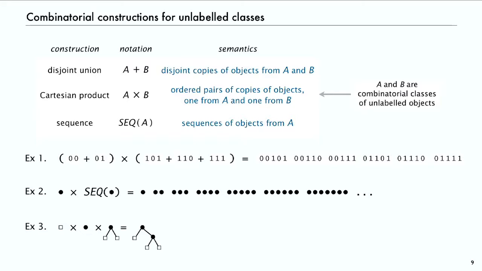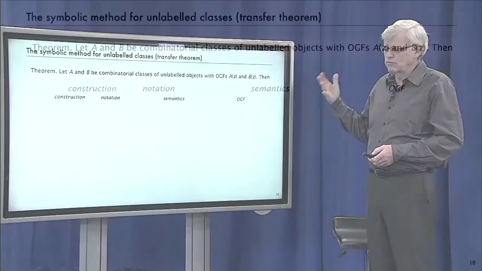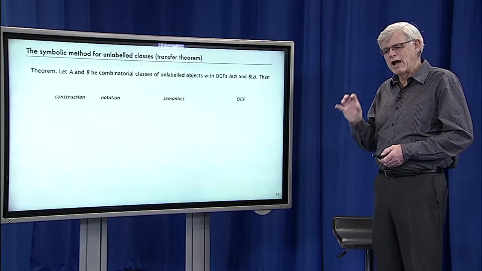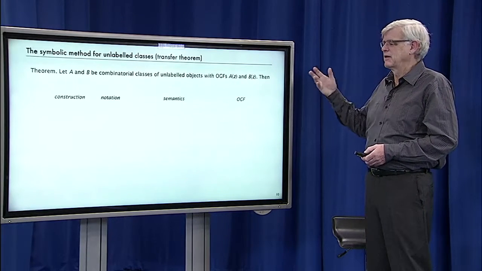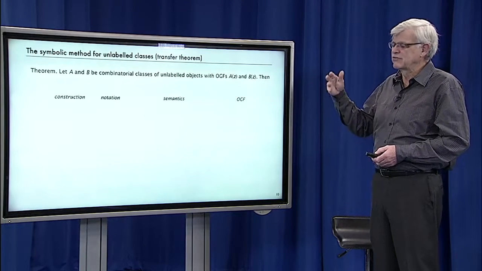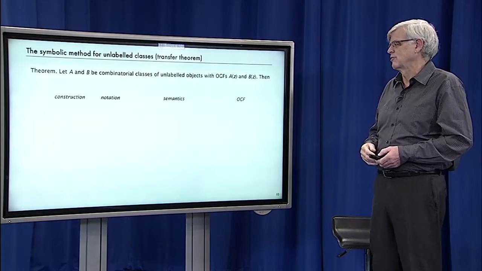But in unlabeled, again, we'll talk about later what we mean by that. But what's most important is the idea of a transfer theorem. And this is the first basis of the symbolic method. The idea is, while we're constructing the classes, we're also developing equations for their generating functions, because for every operation we have a corresponding operation on the generating function.